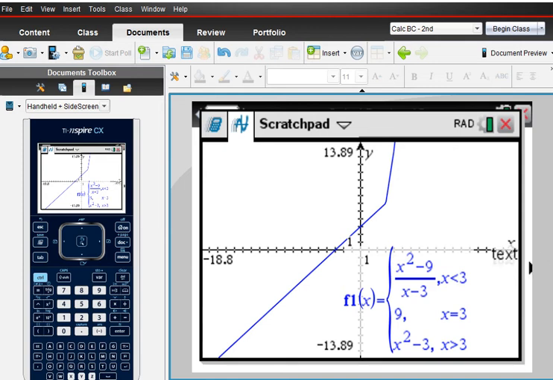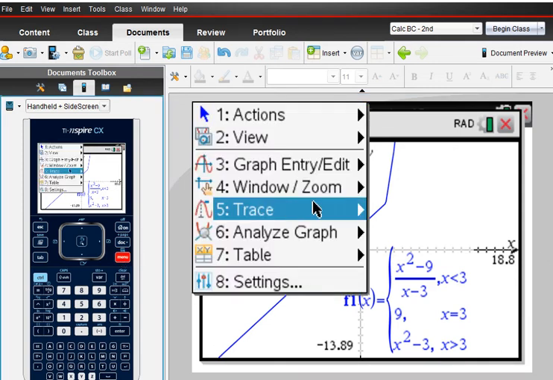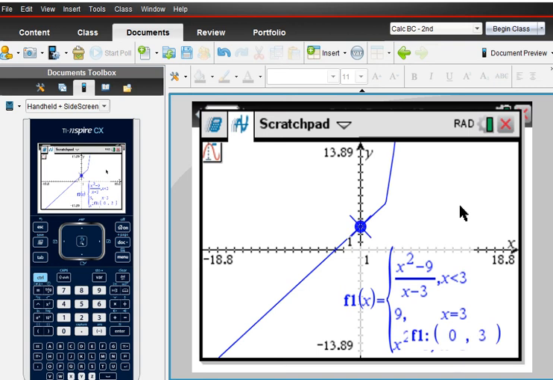Remember the other day I showed you menu, trace, and then you plug in the number. So right here, at 0, it's following along. Just plug in the number 3, hit enter, and it comes up and it's not on my line. So it's not continuous because there is a hole right there in the graph. If that middle piece of my piecewise was equal to 6, this could be continuous.